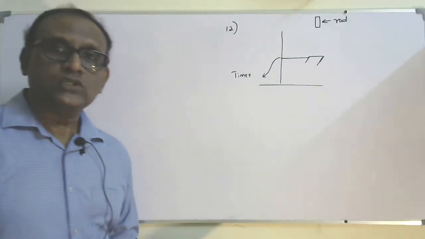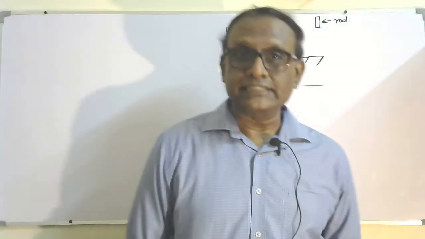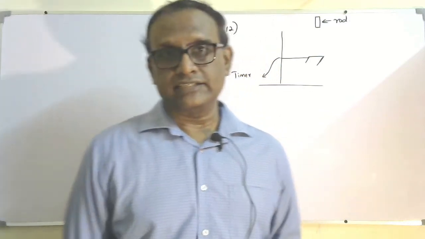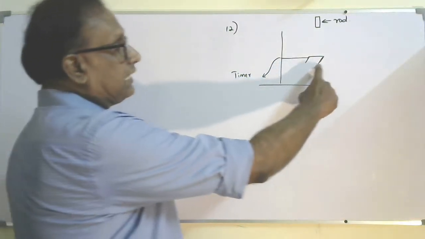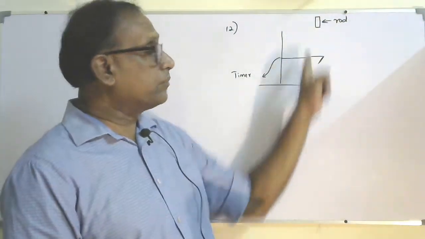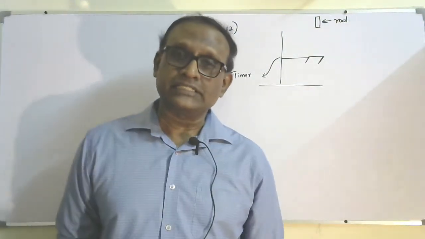Okay, question number 12 is a standard IGCSE question. A student wants to find the gravitational acceleration. He is using a light gate connected to a timer, and a wooden rod is dropped, and he is going to measure the interruption time.